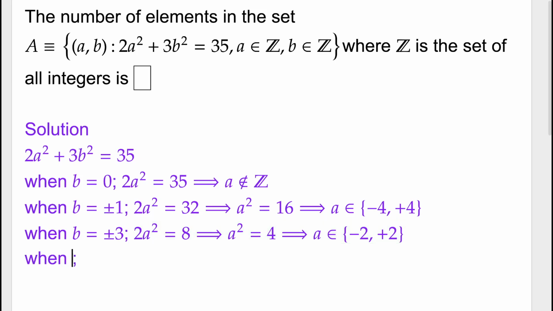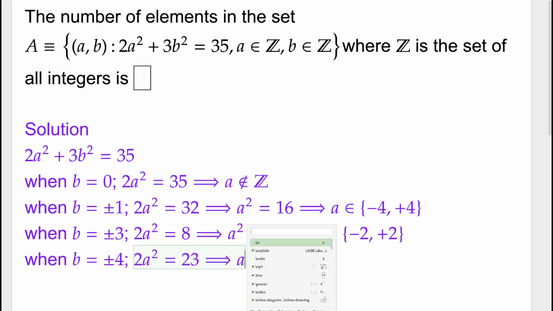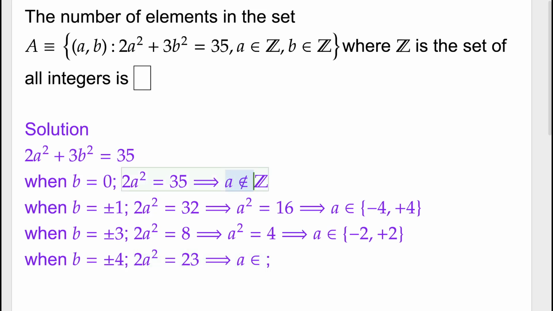Now when b is equal to, I'll consider both positive and negative values of 4, in that case I can write 2a² is equal to 23, and from this we can clearly observe that there is no such value of a that can be an integer and that will satisfy this particular equation, that is 2a² equal to 23.